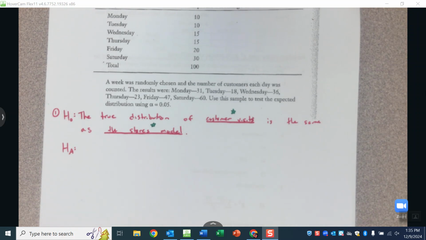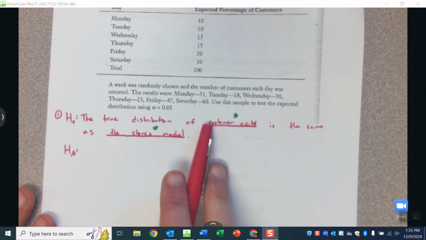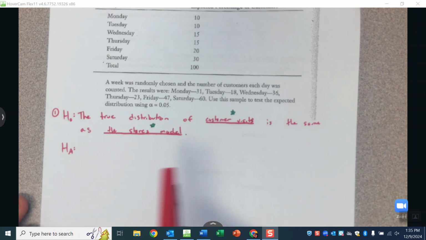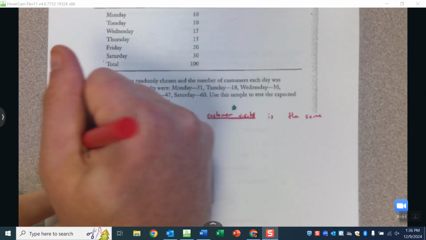The alternate is just going to be the opposite: the true distribution is not the same as, or is different from, the model. When we say it's different from the model, though, we don't mean that the model is all wrong necessarily. We're saying that at least one of these categories, at least one of those percentages, is wrong. So at least one area of this model is incorrect. So we'll just write that.